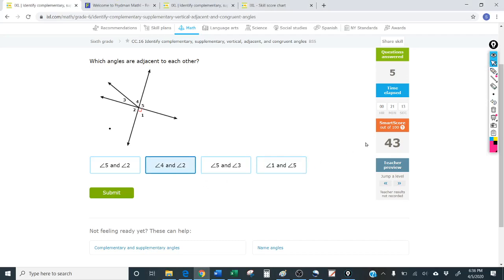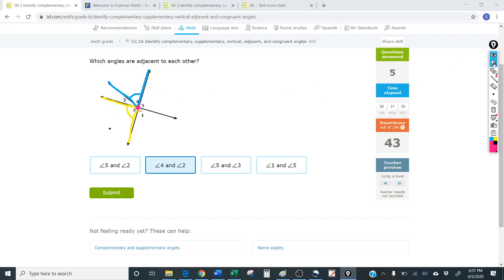Angle 4 and angle 2. So here is angle 4. And here is angle 2. And once again, we can see that they share a common vertex. However, they do not share a common side. Both of the sides from angle 4 are different from both of the sides that make up angle 2. So they're not right next to each other. There's this space in between them.